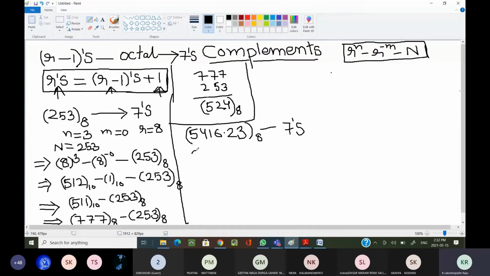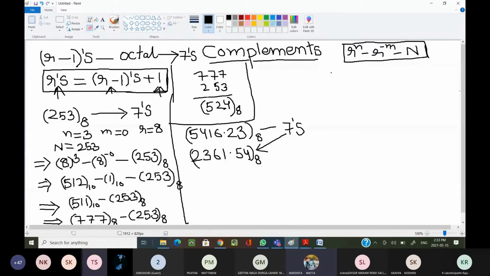Now the solution here is 2361.54 of base 8. Can someone tell me how? Those who are saying answers, please don't tell anything, please mute yourself, and the remaining people tell me how I am getting this 7's complement directly. Those who are giving answers, please don't speak. Okay, tell me.